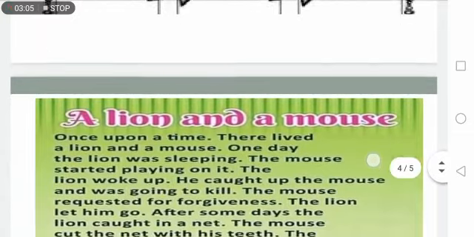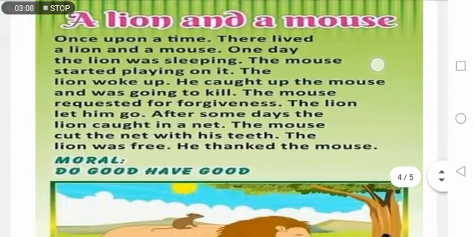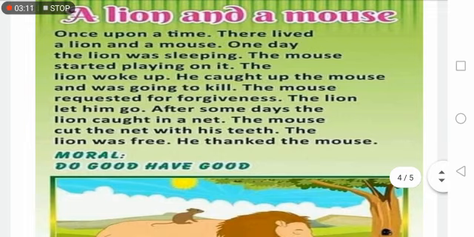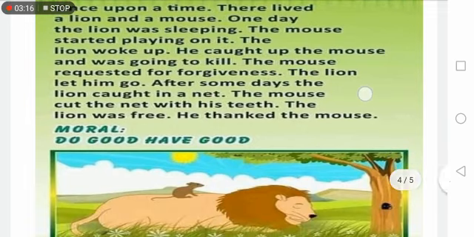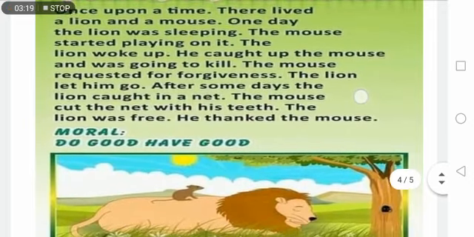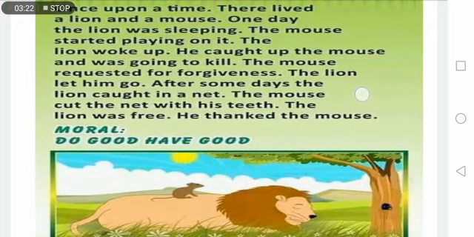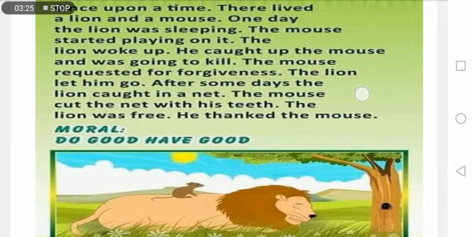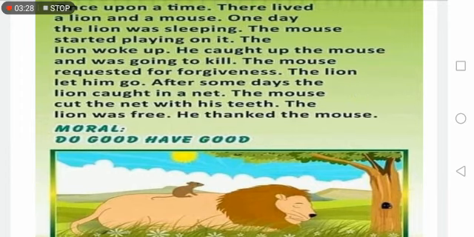Now let's see a short story, A Lion and a Mouse. Once upon a time there lived a lion and a mouse. One day the lion was sleeping, the mouse started playing on it. The lion woke up, he caught the mouse and was going to kill him. The mouse requested forgiveness. The lion let him go. After some days the lion was caught in a net. The mouse cut the net with his teeth. The lion was free. He thanked the mouse.